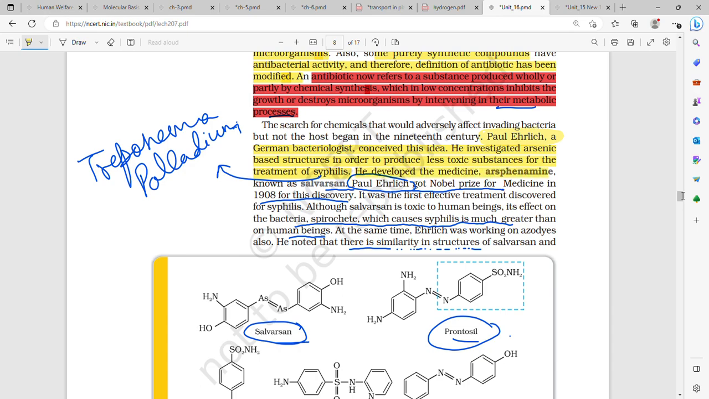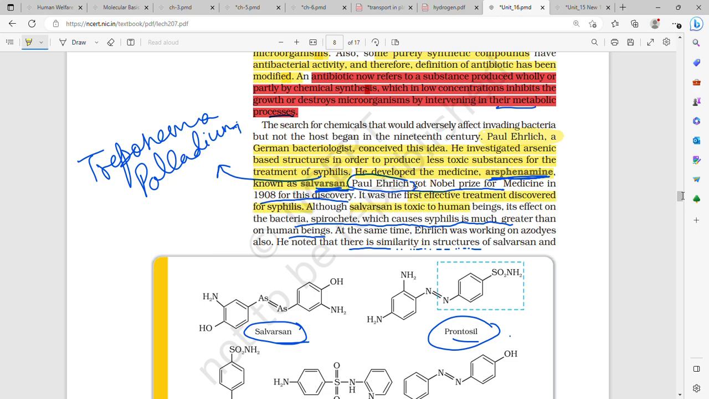He developed the medicine arsphenamine, known as Salvarsan. So he developed the medicine arsphenamine containing arsenic, known as Salvarsan, and he got the Nobel Prize for medicine in 1908 for this discovery. It was the first effective treatment discovered for syphilis.